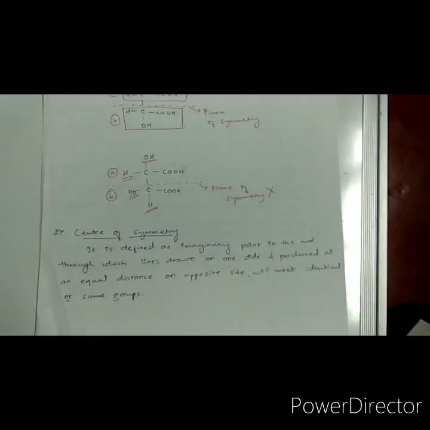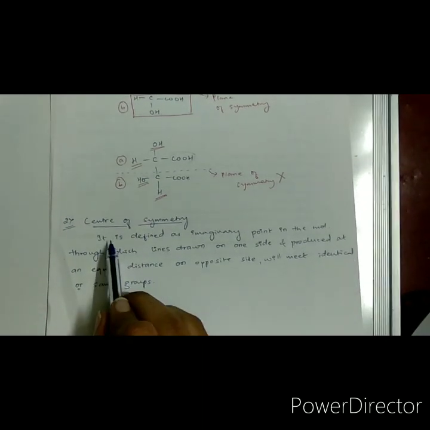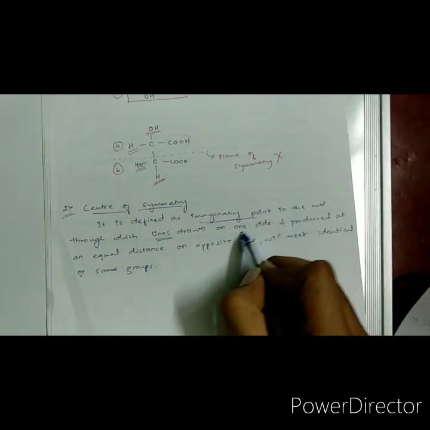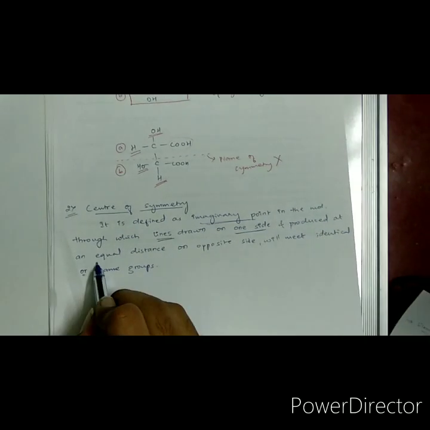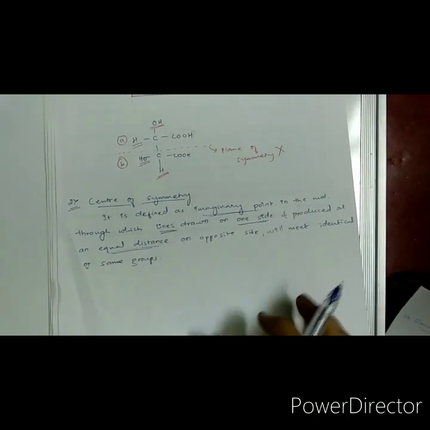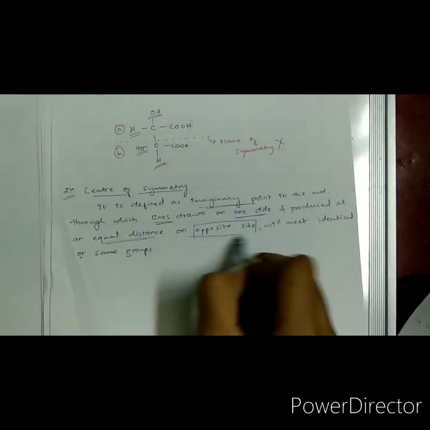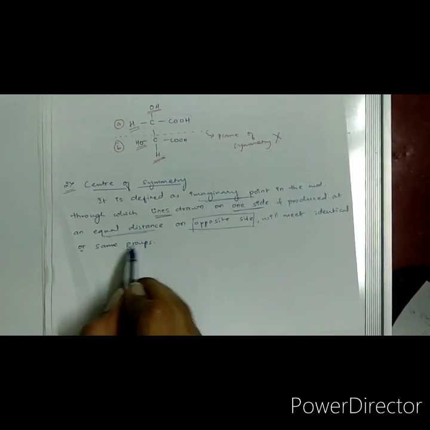So now let's see the second element of symmetry, that is the center of symmetry. The center of symmetry is defined as an imaginary point in the molecule through which lines drawn on one side and produced at an equal distance on the opposite side will meet identical or the same groups.